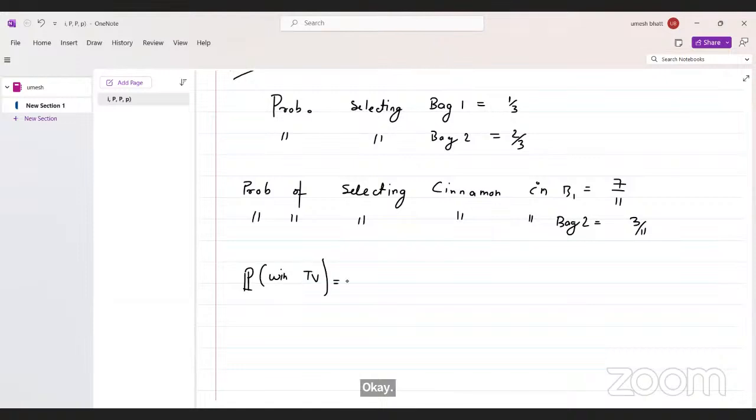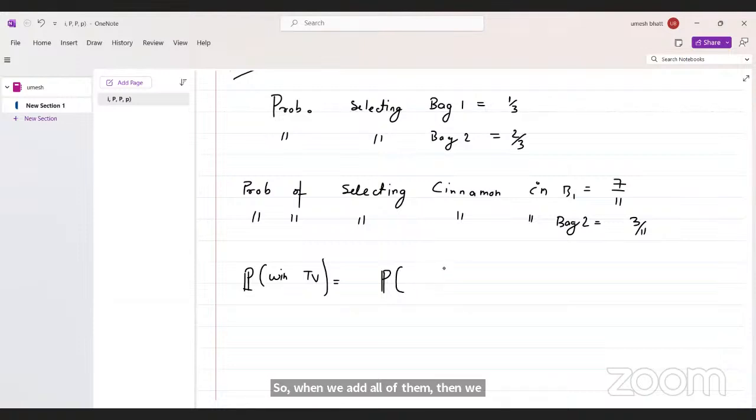The probability of winning the TV is what? Here we can use the total probability theorem. So the probability of B1 times the probability of a cinnamon candy given that it's taken from B1, plus the probability of selecting cinnamon candies from B2 times the probability of cinnamon candies given that it's from B2. Okay, so when we add all of them, we get 13/33.